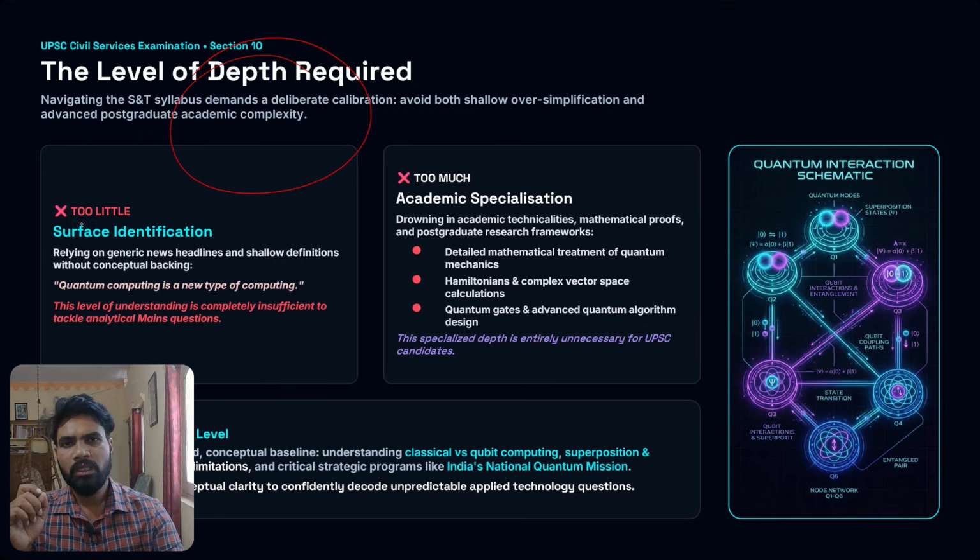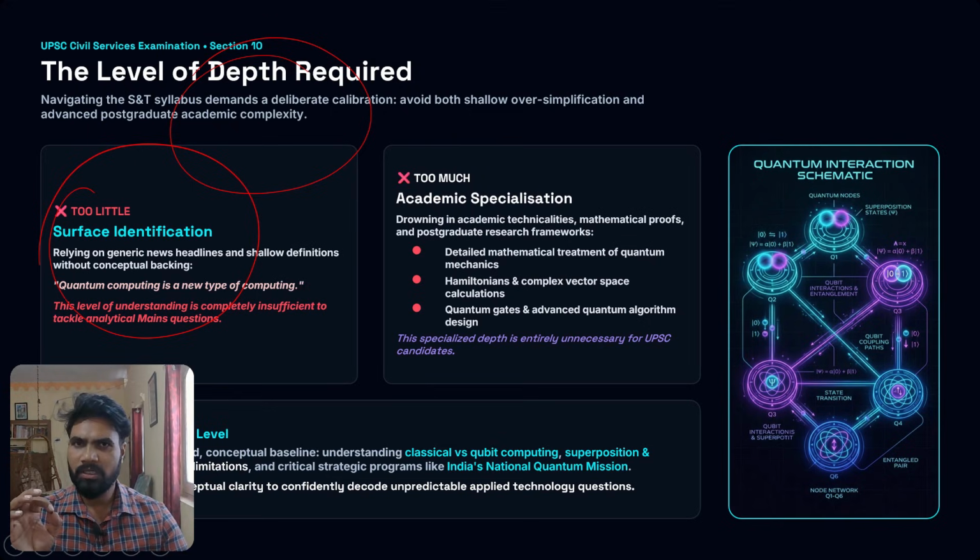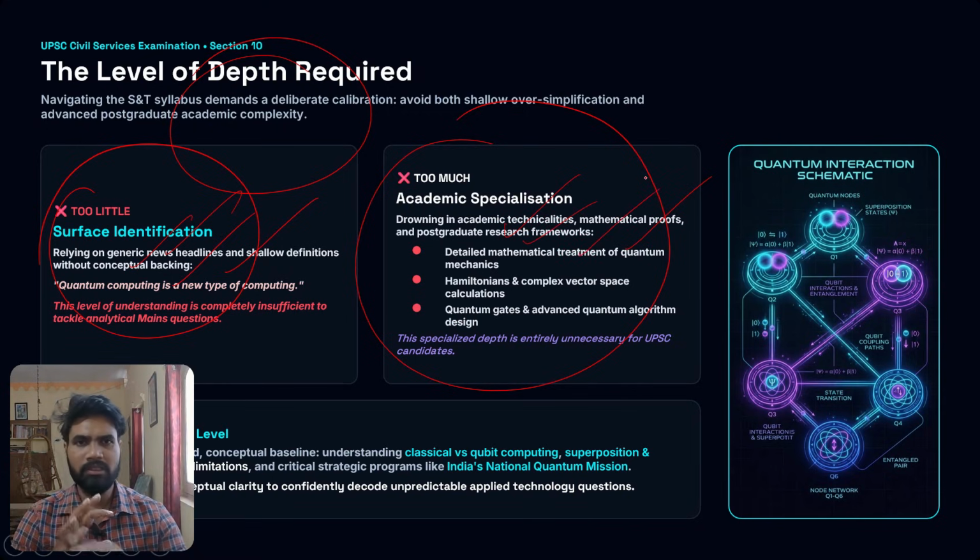Just a surface identification of the technology or any concept, and this applies to the entire examination, all the subjects, will be too little. It is not sufficient. Relying on generic news headlines and shallow definitions without conceptual backing is not sufficient. And something becomes too much when the student goes for academic specialization. Drowning in academic technicalities, mathematical proofs and postgraduate research frameworks becomes too much. This is also not required for the student.